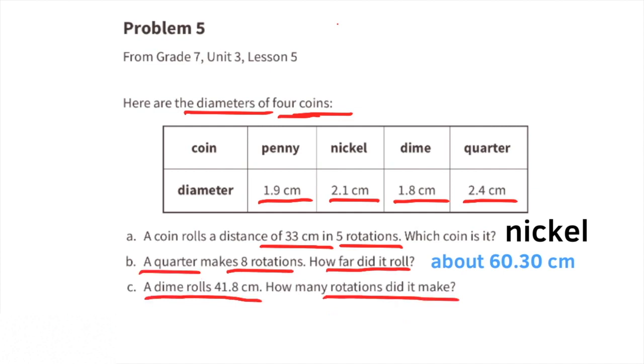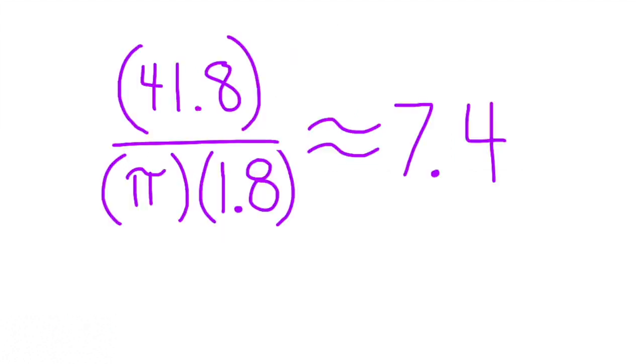C. A dime rolls 41.8 centimeters. How many rotations did it make? The distance the dime rolled divided by pi times the diameter of the dime. The dime made approximately 7.4 rotations.